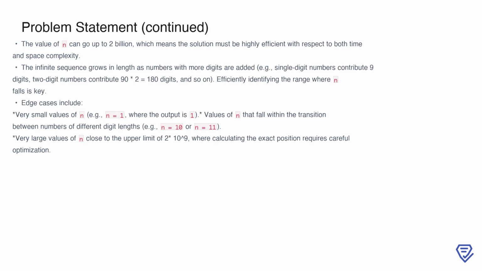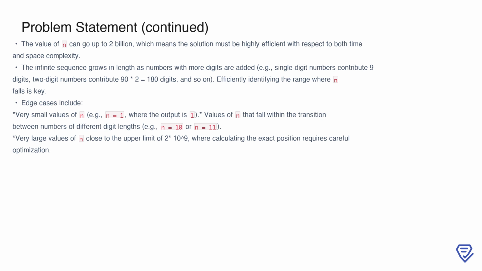To design an efficient solution, we need to consider the structure of the infinite sequence. The sequence grows in length as numbers with more digits are added. For instance, there are 9 single-digit numbers contributing a total of 9 digits, 90 2-digit numbers contributing 180 digits, and 900 3-digit numbers contributing 2,700 digits. Identifying the range where n falls is critical for narrowing down the search space.